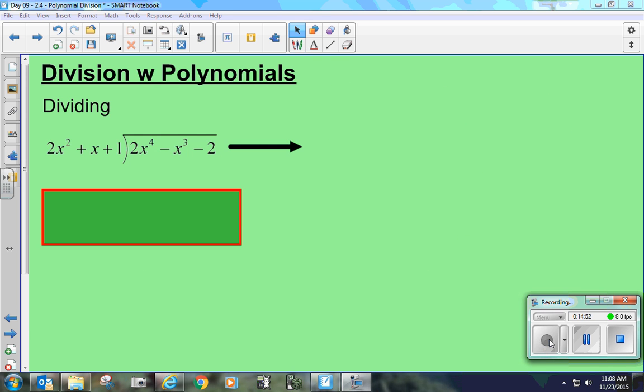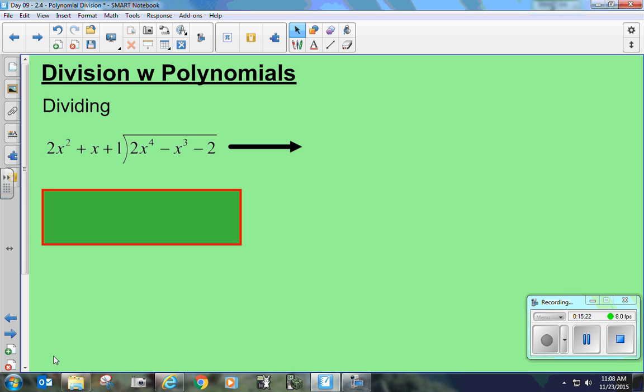Okay, take a look at this. We no longer have two terms on the outside of the divisor. We have three terms. 2x squared plus x plus 1. Our dividend, the biggest term is 2x to the fourth. Is there anything that you notice that maybe we need to make any alterations with? Okay.